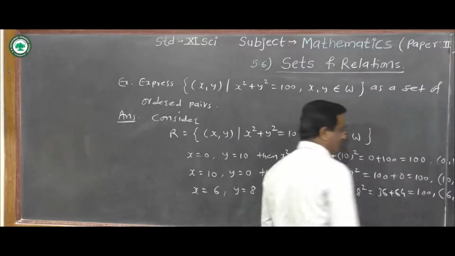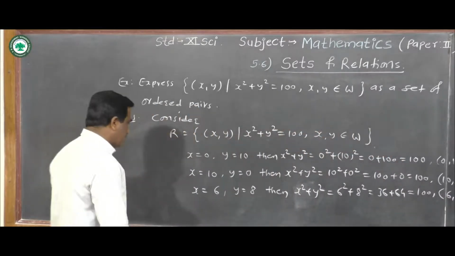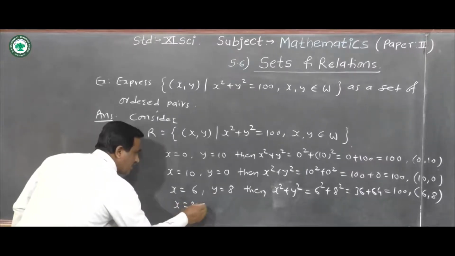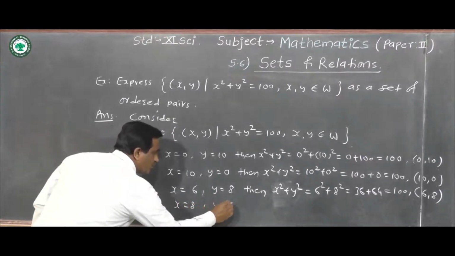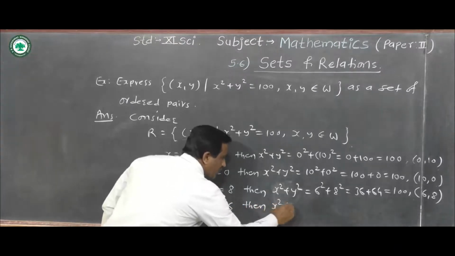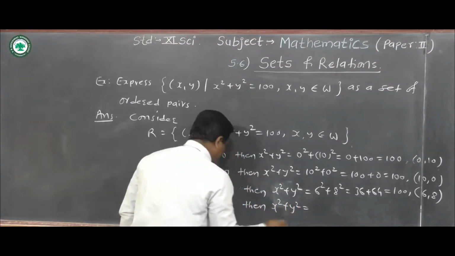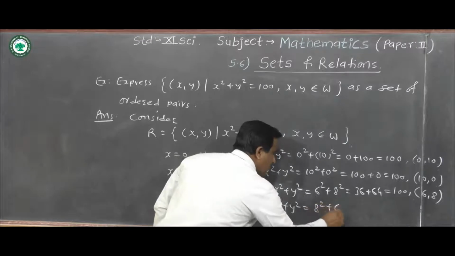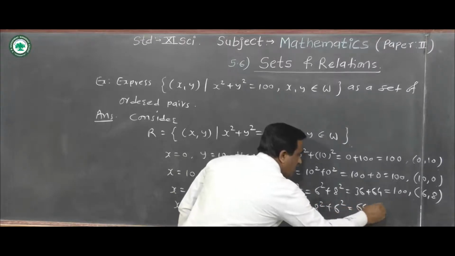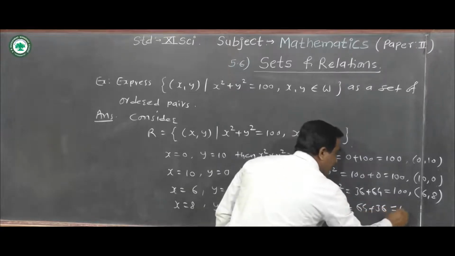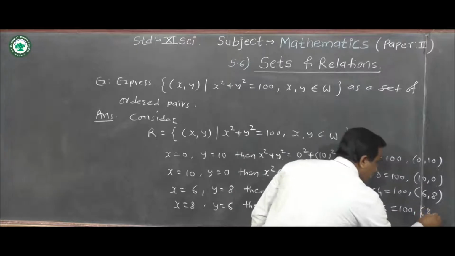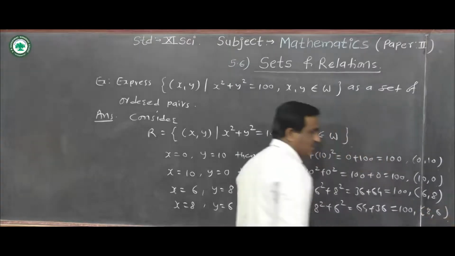Now interchange these two values again, that is x is equal to 8 and y is equal to 6. Then x square plus y square is equal to 8 square plus 6 square, which is 64 plus 36, equal to 100. That is, we get the fourth ordered pair as 8, 6.